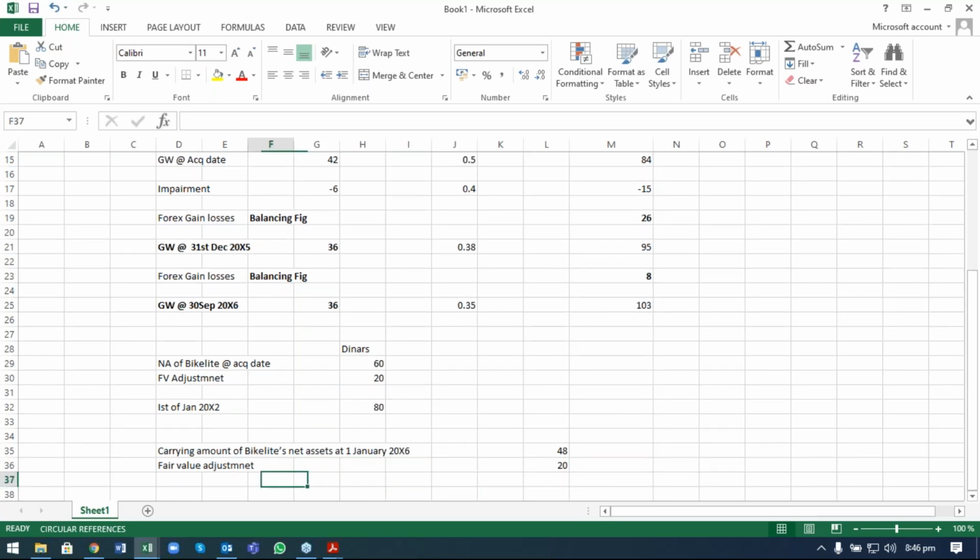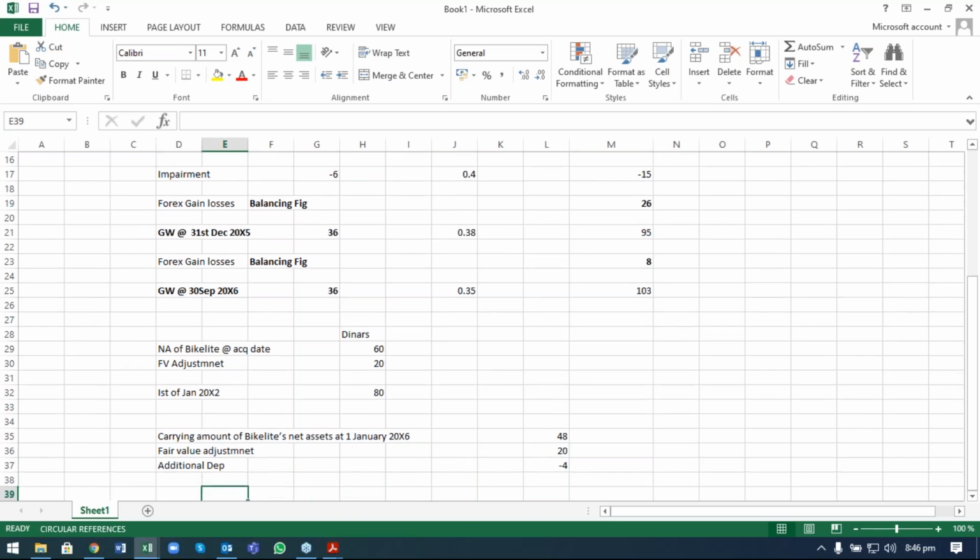You have to deduct any additional depreciation. How much additional depreciation should be charged, from 1st of January 2002 till 31st December 2002, 31st December 2003, 31st December 2004, 31st December 2005? So there are 4 years for which additional depreciation should be charged. That means divided by 20 years, multiply by 4. So this is the depreciation of 4 million that should be charged.